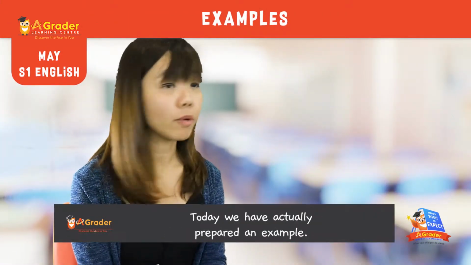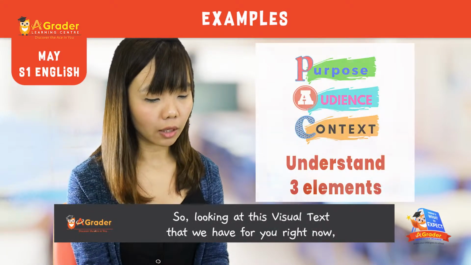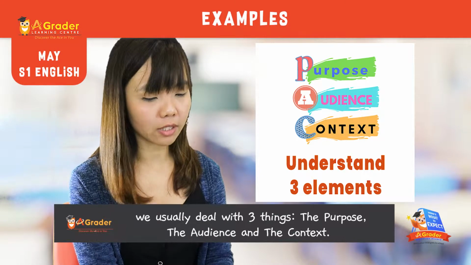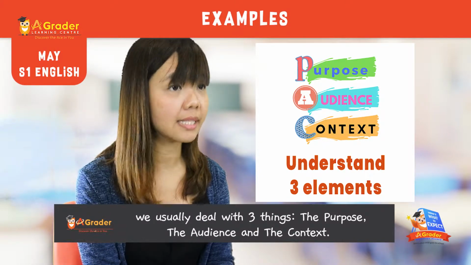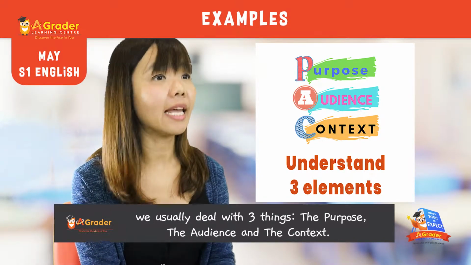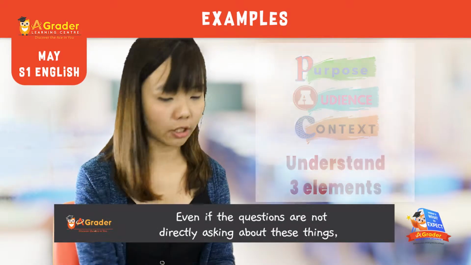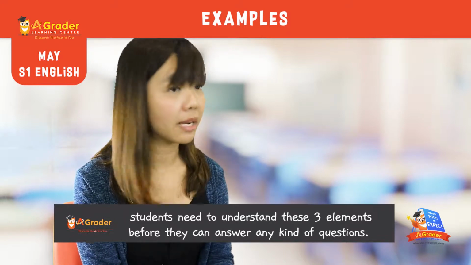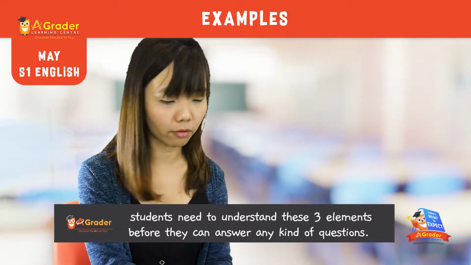So today we have actually prepared an example. So looking at this visual text that we have for you right now, the visual text questions usually deal with 3 things: the purpose, the audience, and the context. So even if the questions are not directly asking about these things, students need to understand these 3 elements before they can answer any kind of questions.